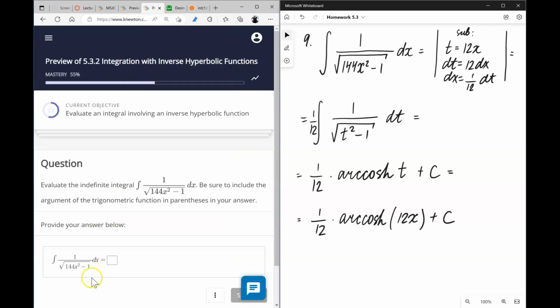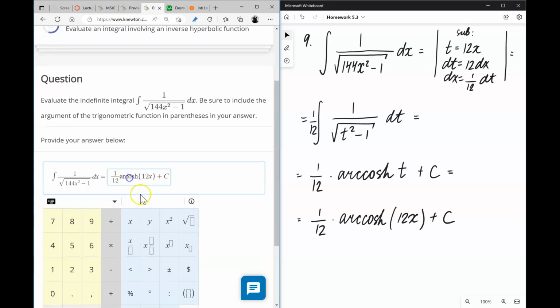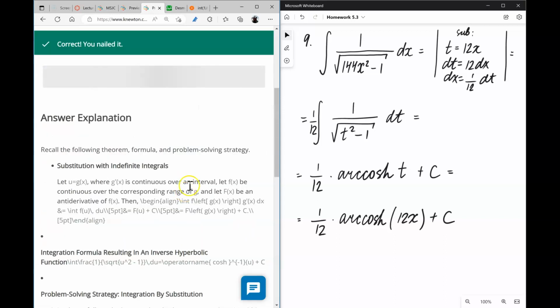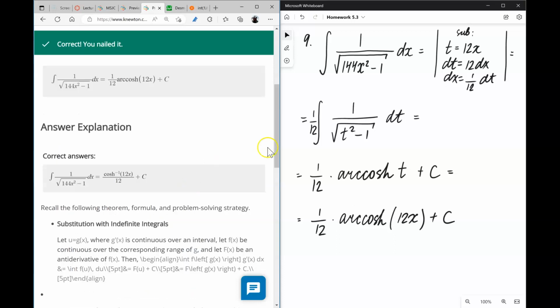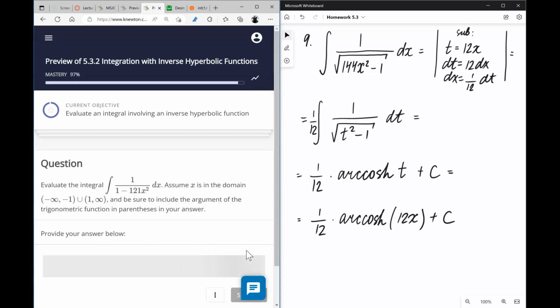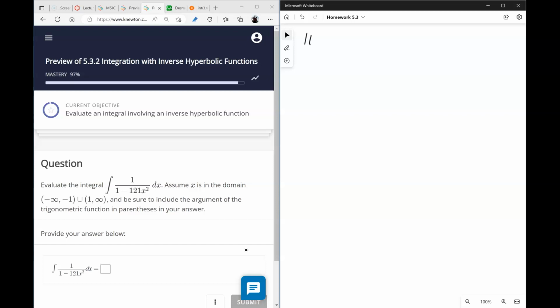And if it doesn't like it, and it's going to be about this absolute value again, I'm going to be really mad. Arc cos 12x plus c. Missing a c. Next problem.